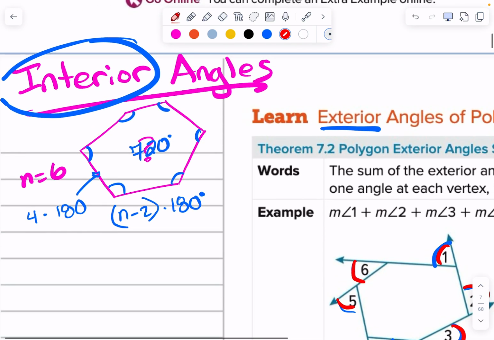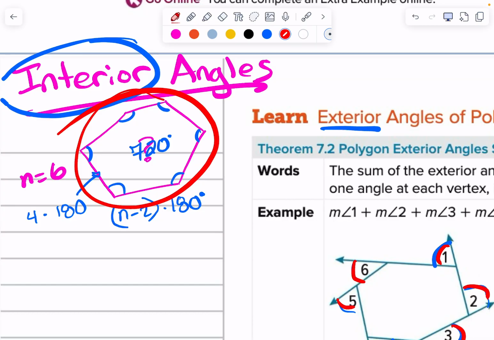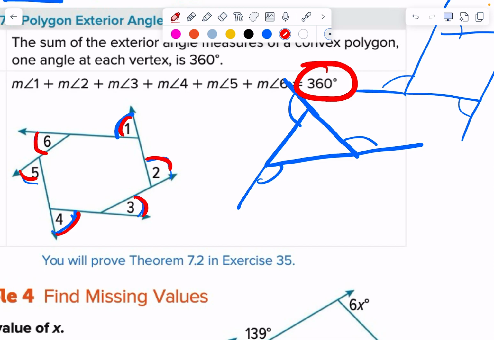It is not different like it is with interior angles. Interior angles depend on how many sides you have. Exterior angles, they will all add up to be 360 every single time.